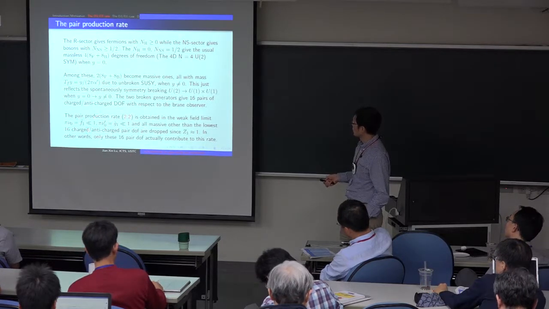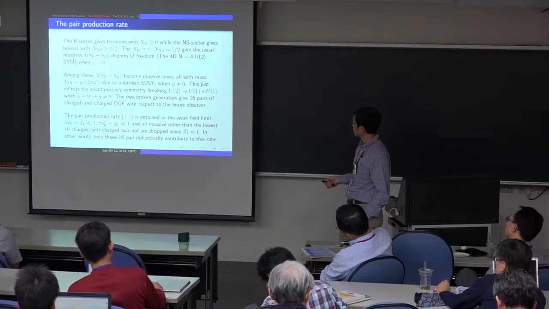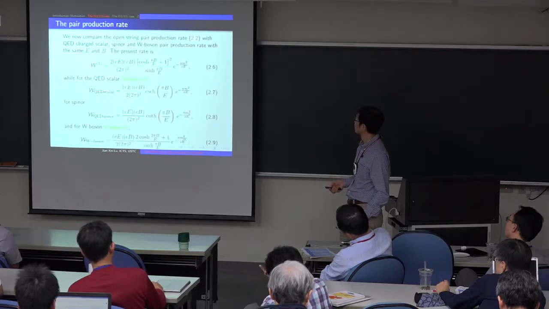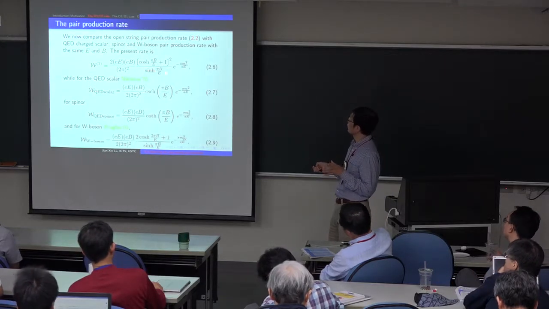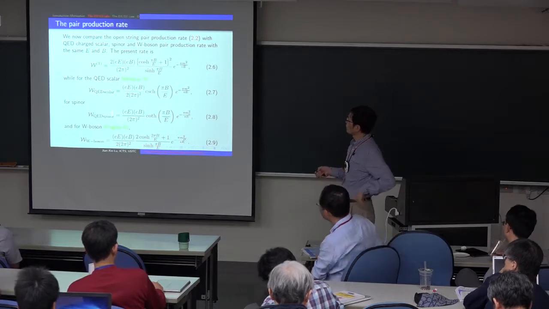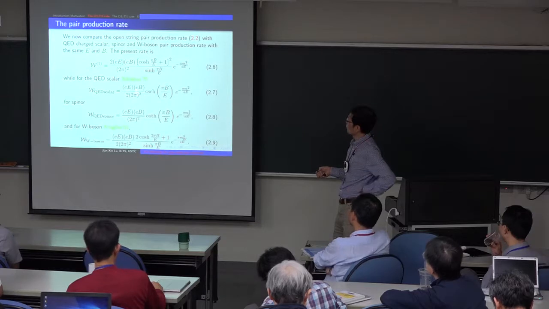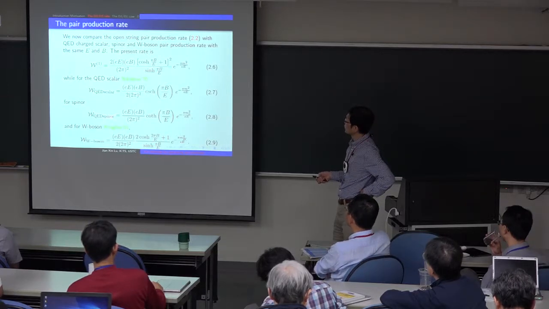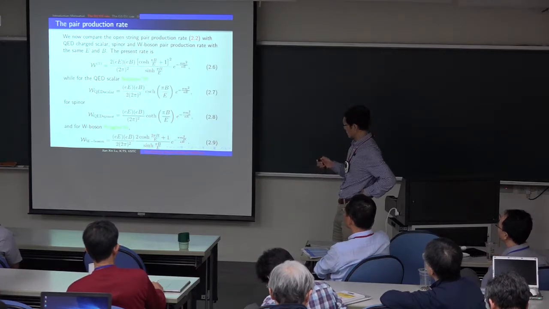So this basically explains why this factor is 1. Now we could try to compare the rate we calculate with the QED rate. For example, the QED scalar is given by this when both electric and magnetic fields are present, and the QED spinor, and for the W boson. So we see how this connects what we calculate with the three.